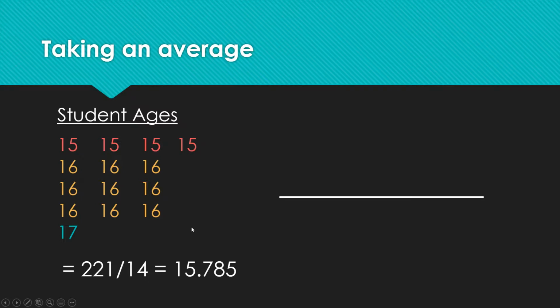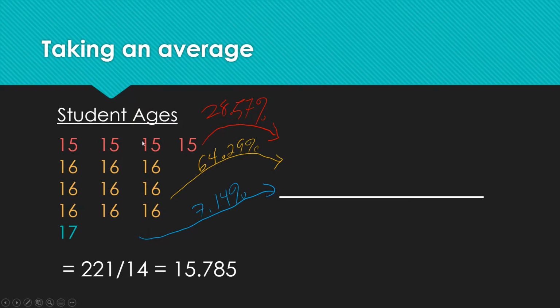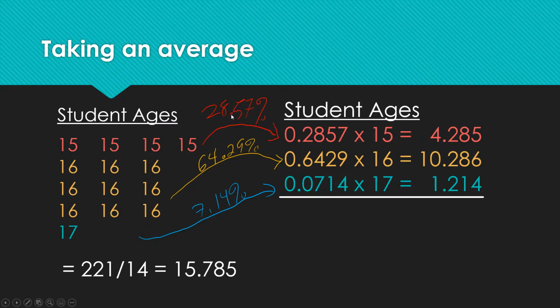There's another way, and that is determining the percentage that each of these things are and applying that with their ages. So this one here, the 15, it turns out 4 divided by 14 is 28.57% of this class is 15. And then 64.29% of the class is the age of 16, which is these 9 students divided by 14. That's how I get that number. And then 1 student out of 14 is 7.14% of that class. So hopefully at some point you've seen how you can turn a percentage into a decimal by moving that decimal over 2 places, 1, 2.